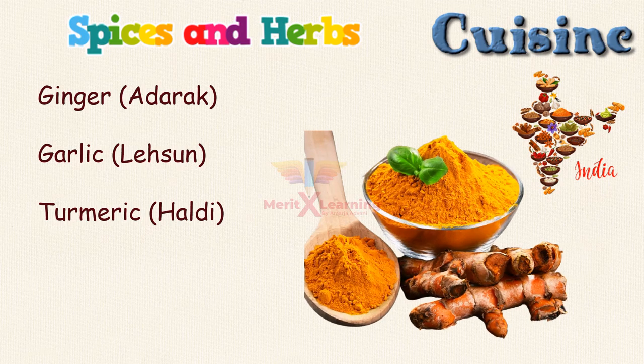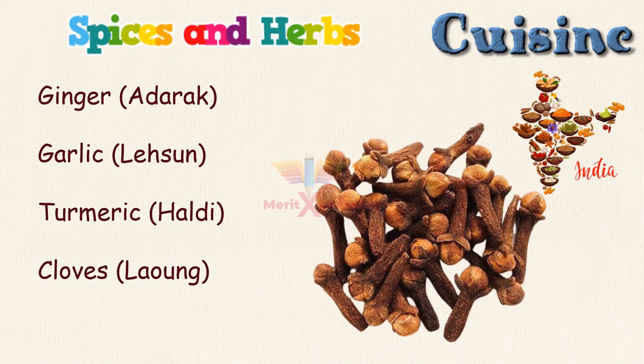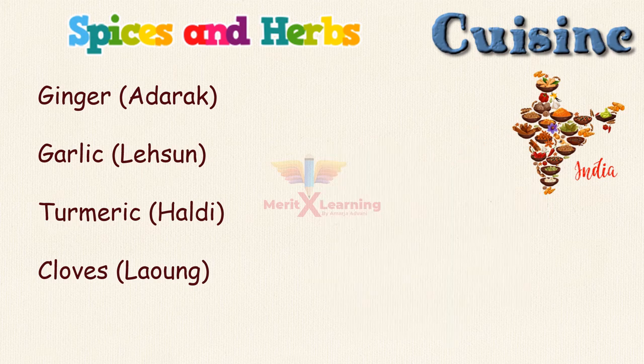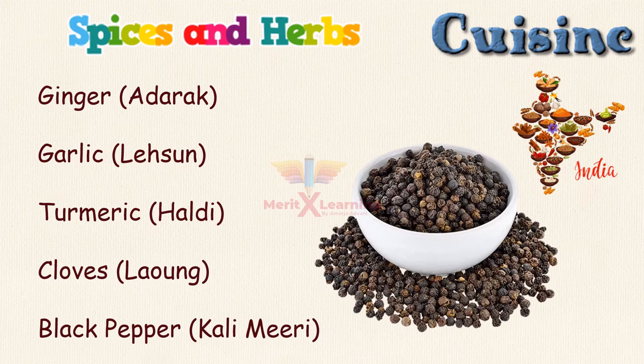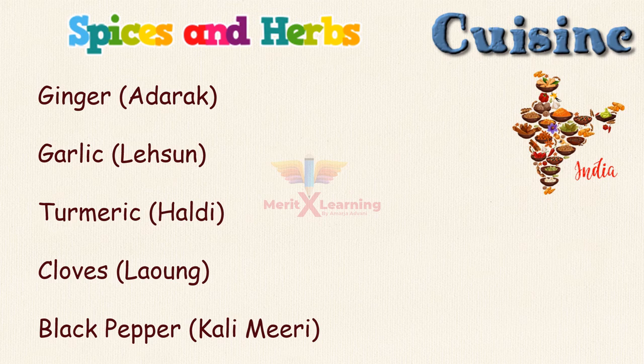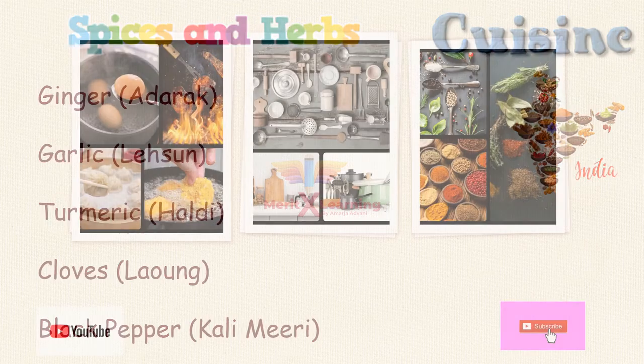Turmeric, haldi. Cloves, long. And black pepper, that is kali miri. So these are just the basic spices and herbs I have mentioned here, which are used for Indian cooking.